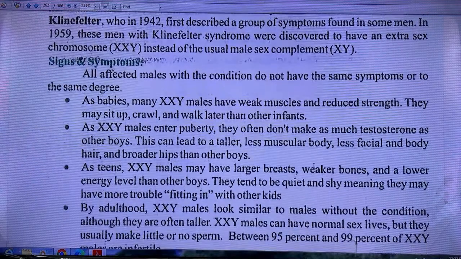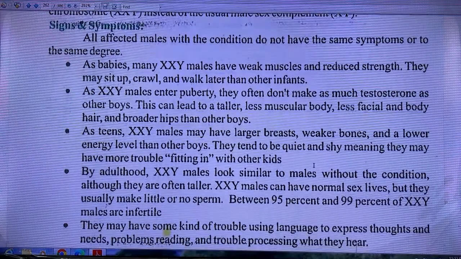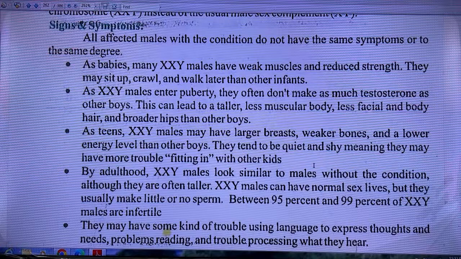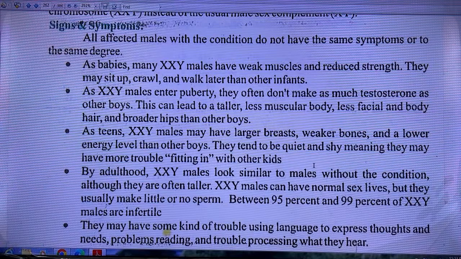All affected males with the condition do not have the same symptoms or the same degree. As babies, many XXY males have weak muscles and reduced strength. They may sit up, crawl, and walk later than other infants. As XXY males enter puberty, they often don't make as much testosterone as other boys. This can lead to a taller, less muscular body, less facial and body hair, and broader hips than other boys.